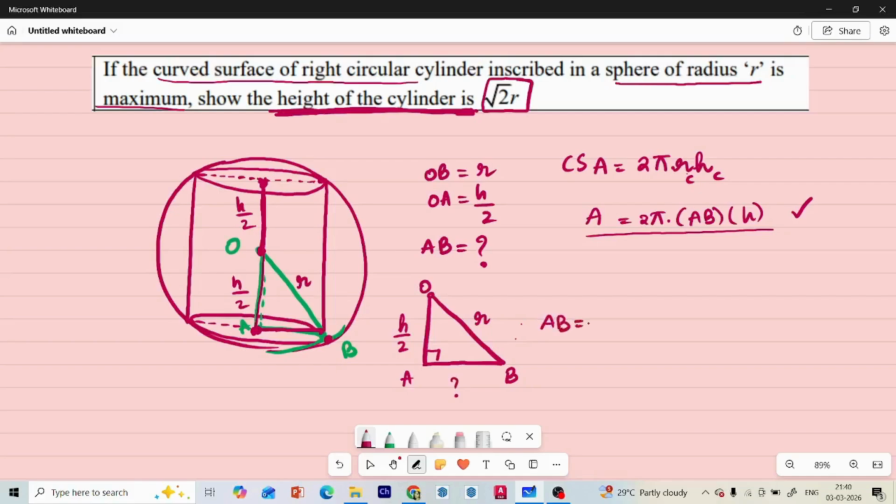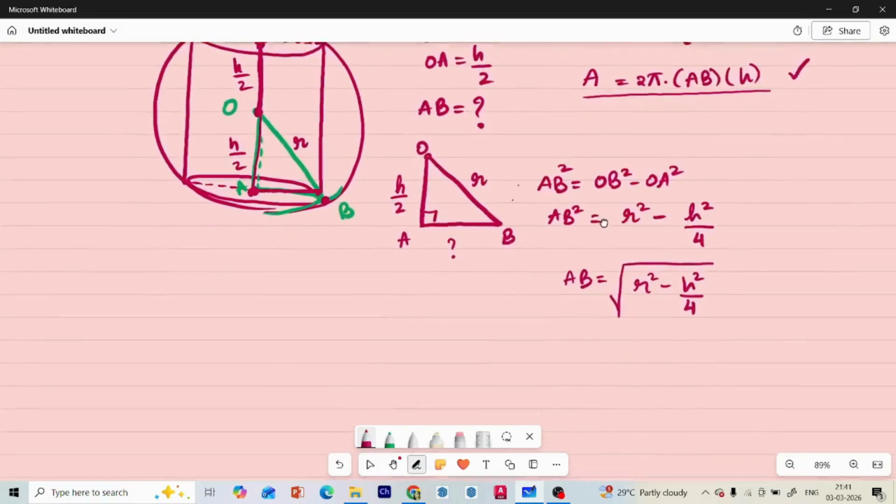AB square is equal to OB square minus OA square. So AB square is equal to OB square, that is R square, minus OA square, that is H square by 4. Now obviously from here, AB you will take the root of it, root over R square minus H square by 4. This is our AB value.